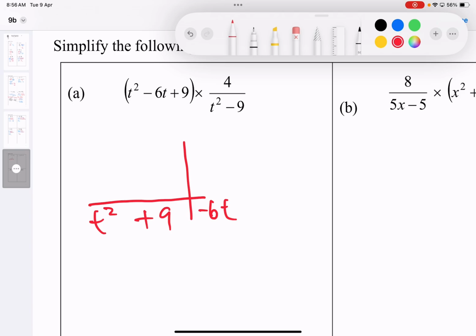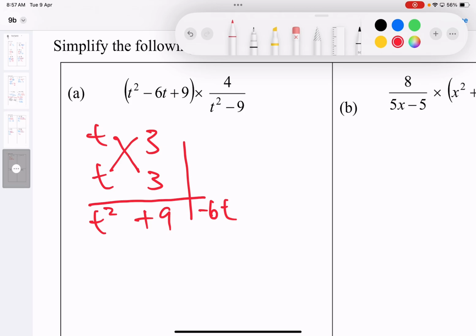So how do I get t square? I need to put a t and a t over here. How do I get a 9? I can try 3 times 3. I cross multiply. You must put the cross. When I mark a lot of your homework, some of you never put the cross. Why is it important to put the cross? Because you need to multiply following the direction of the cross.